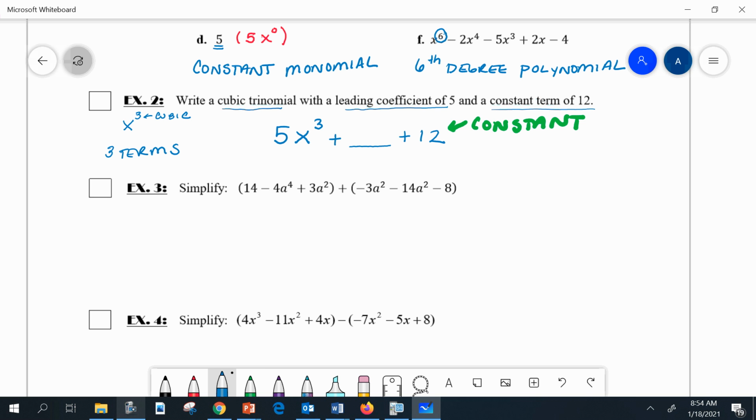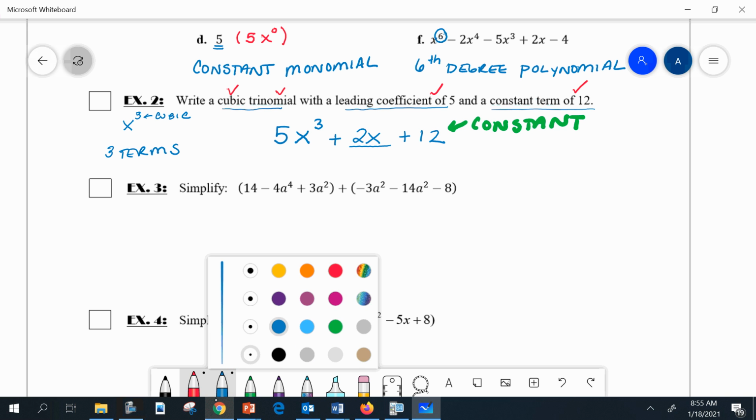So probably what this means is I can kind of make up anything, honestly. Anything on that blank is fine as long as it doesn't have a degree bigger than 3, but you kind of have some flexibility with what you want to put in that blank right there. So then I just give it a final read, and I look at it and say, all right, it's cubic, check. There's 3 terms, check. Leading coefficient is 5, constant term is 12, and I give it a reread, and I know that I've got everything.